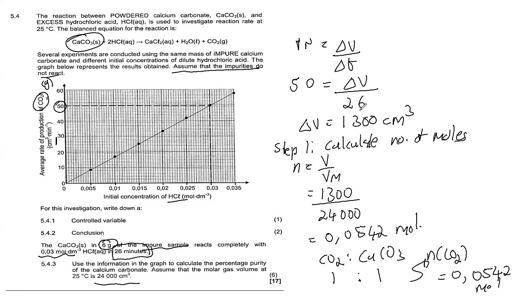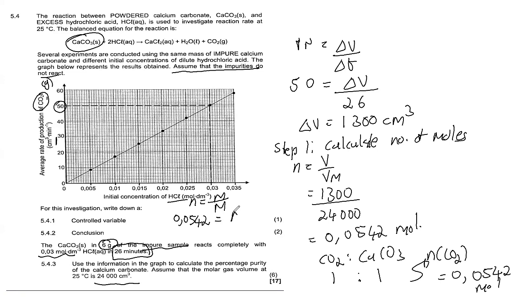Now at this point, step number 3, we have to calculate the required value, which in this case is the percentage purity. To calculate the percentage purity, we obviously need to calculate the mass. So how do we calculate the mass? Allow me to just write in here. To calculate the mass, we have our number of moles, 0.0542, equals m, which we don't know.